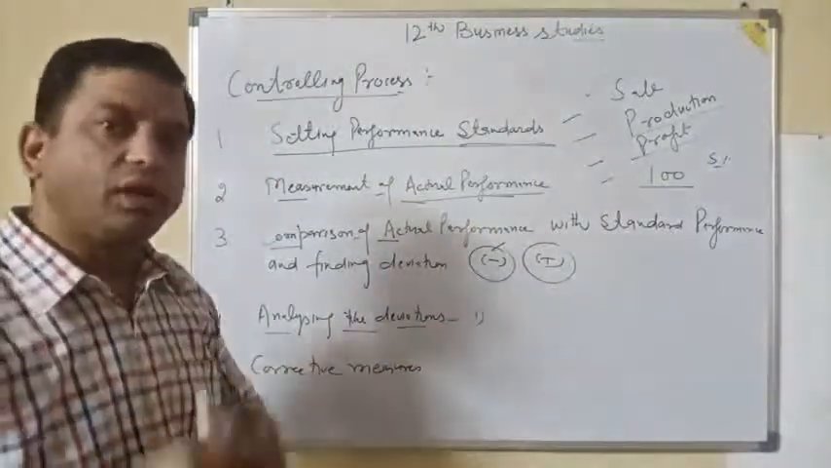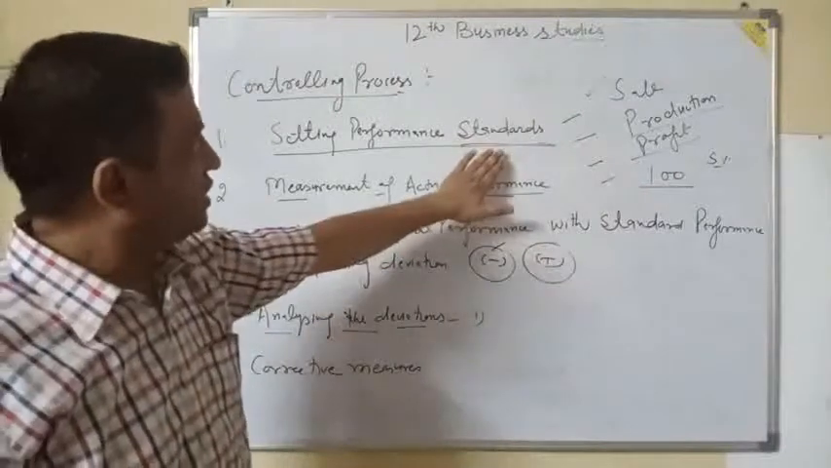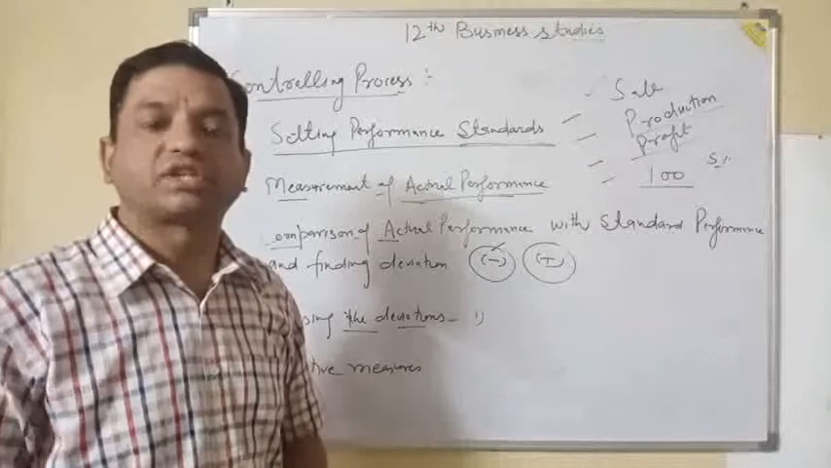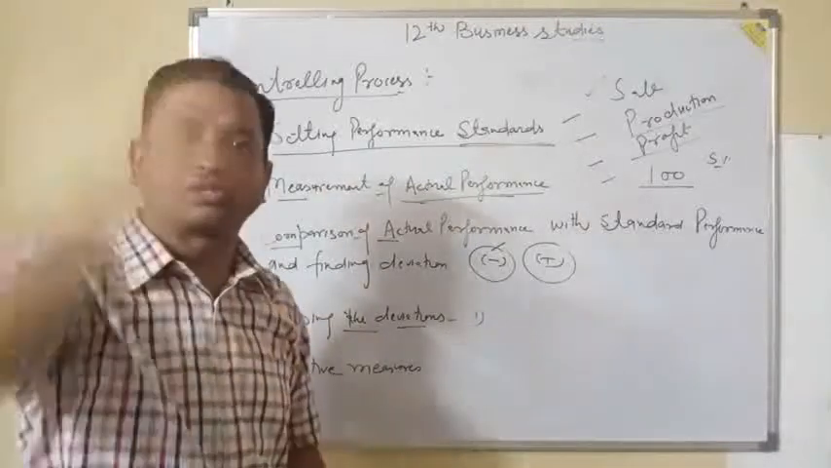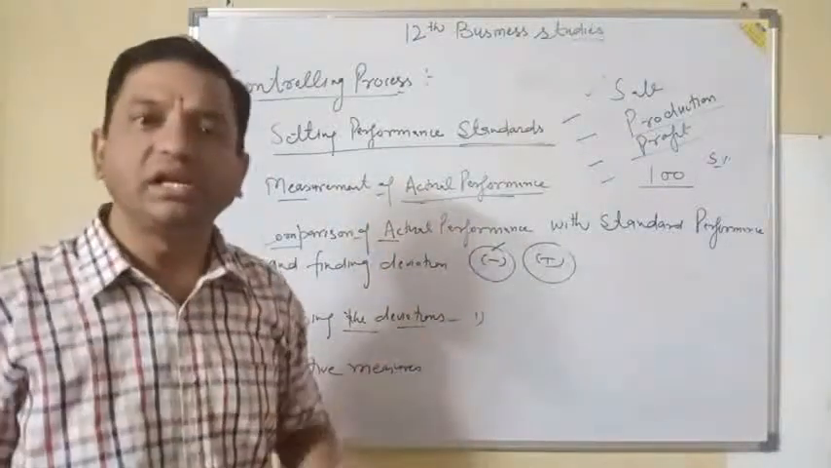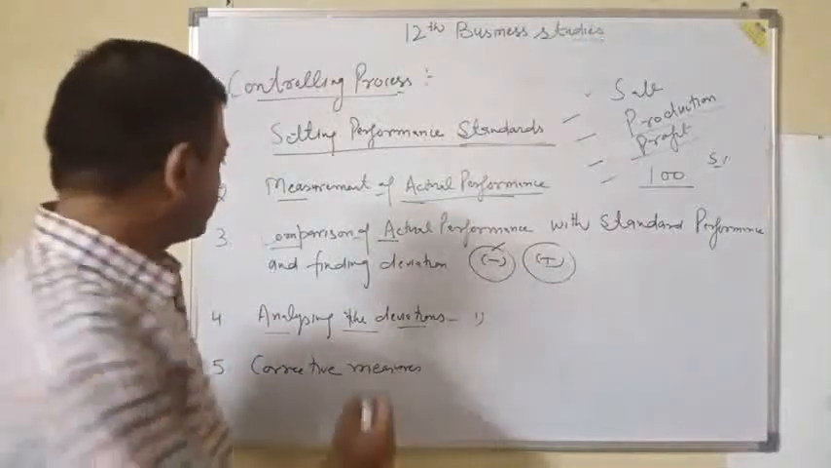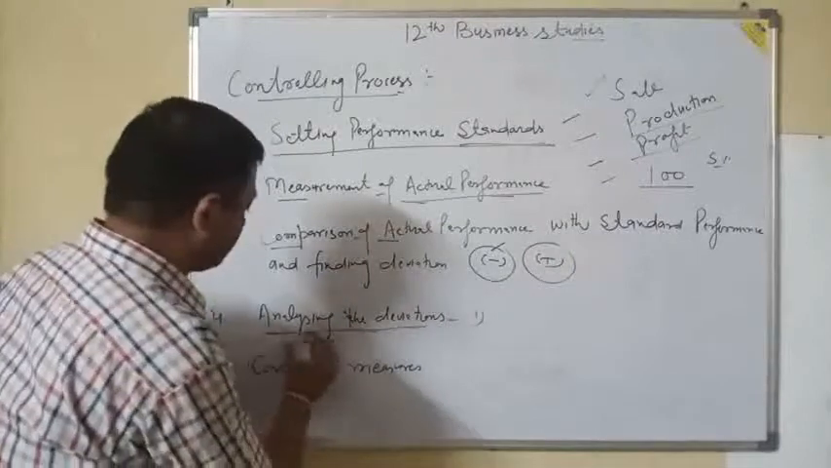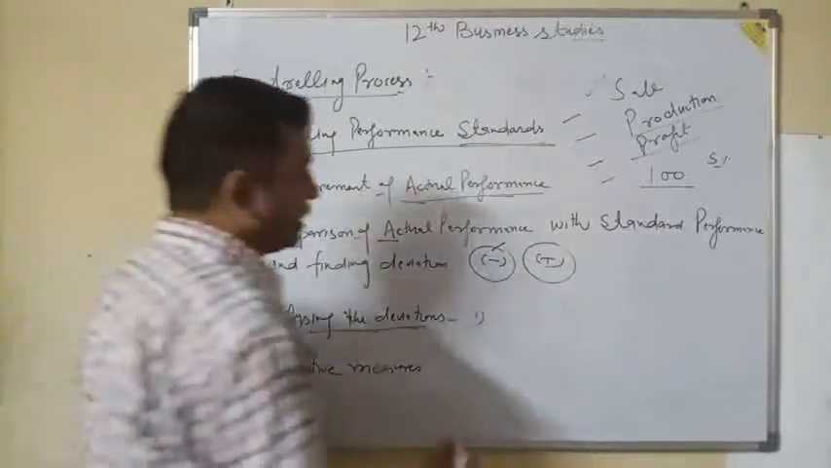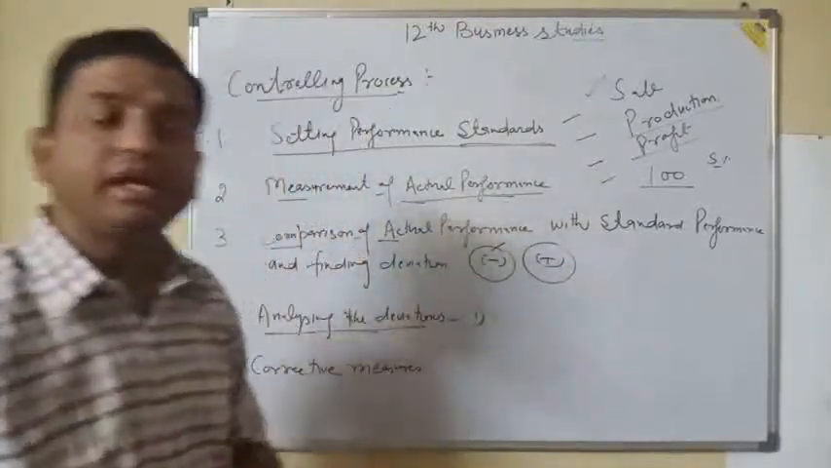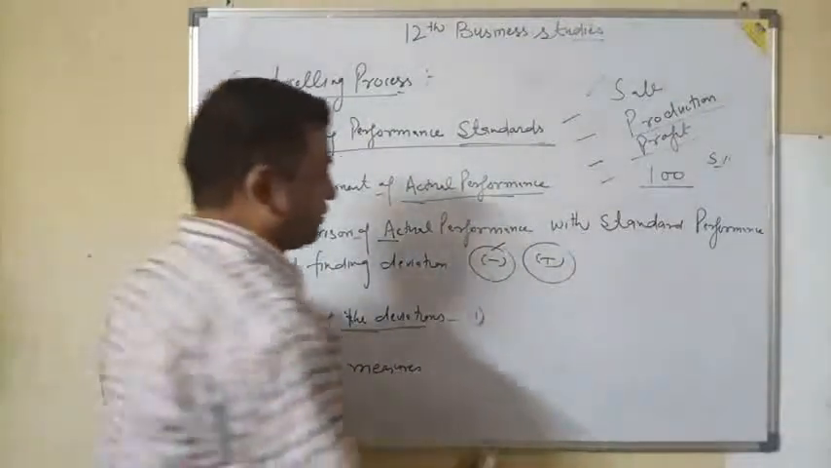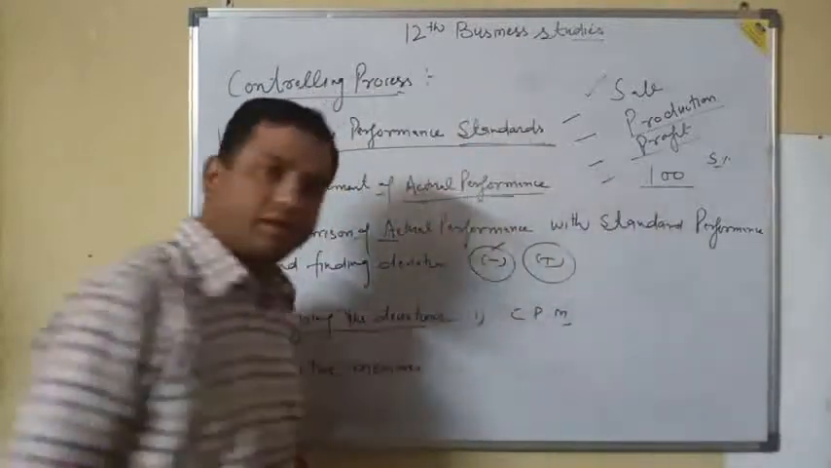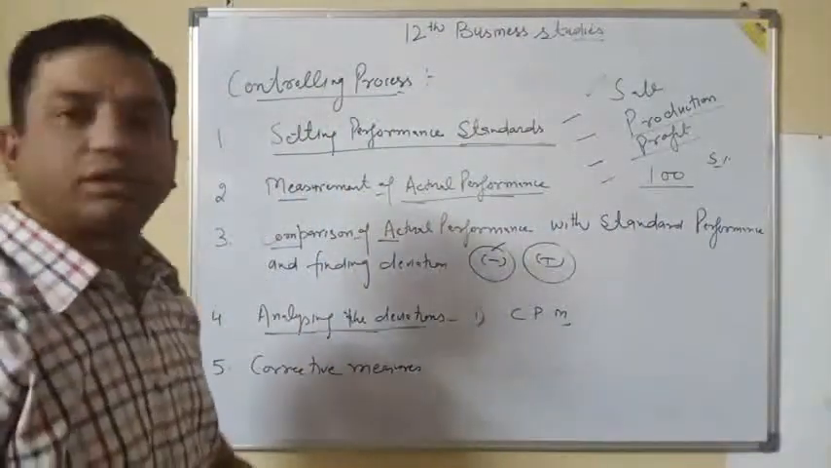Third, you have to see whether we have set the standard up to the best of our capacity, or it may be possible that the standard set by the company is so high that it cannot be easily achievable. This is analyzing the deviation. And in order to analyze the deviation, there are two types of techniques or methods. The very first is critical path management, CPM.